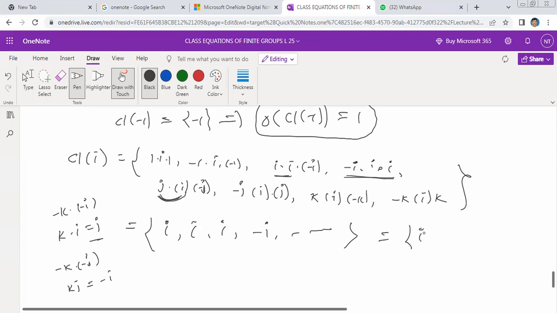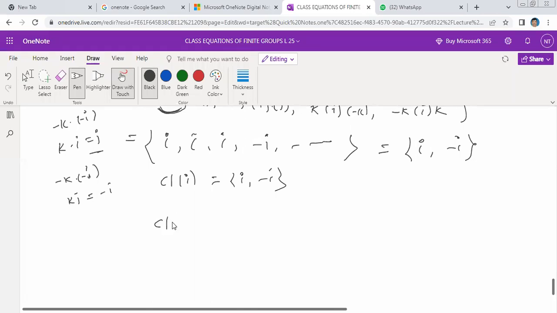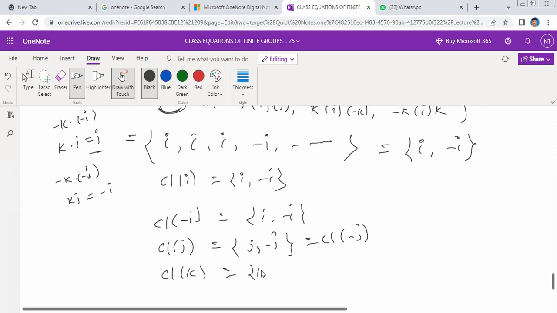So only two elements, one is I and minus I. It is repeated. Therefore, classification of I is equal to I comma minus I. Similarly, classification of minus I is also equal to I comma minus I. Classification of J is J comma minus J, which is also equal to classification of minus J. Classification of K is equal to K comma minus K, which is also equal to classification of minus K.